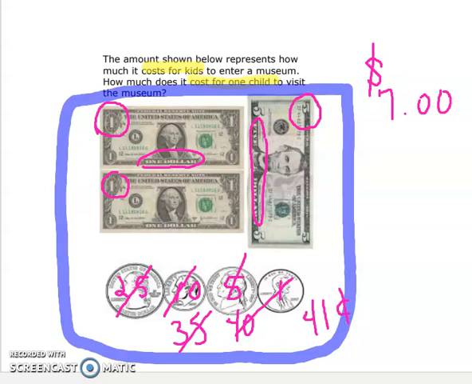And so now I need to add that to my bills, the value of my bill. So I had $0 in coins, because boys and girls, you can add up coins and get more than $1 in just coins alone. But this time we don't. In these coins, we only have 41 cents. So let's go ahead and do that. And we're going to stack them and add them in our columns, our place values. And we have a total of $7.41. So how much does it cost for one child to visit the museum? It costs $7.41.